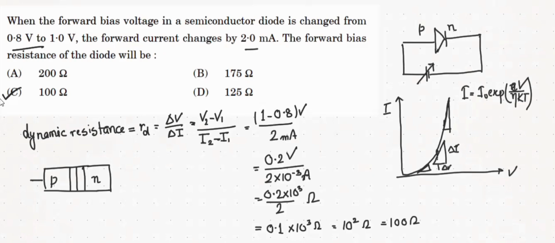If you connect the P side to the positive terminal and the N side to the negative terminal, the width of the depletion region decreases. If I increase the forward voltage, then on both sides of the junction the depletion layer decreases, and that's why the resistance of the diode decreases exponentially if you increase the forward voltage. That's why I have said dynamic resistance. Otherwise it is simple: the change in voltage gives a change in current, and that is 100 ohm. So option C is the correct answer.